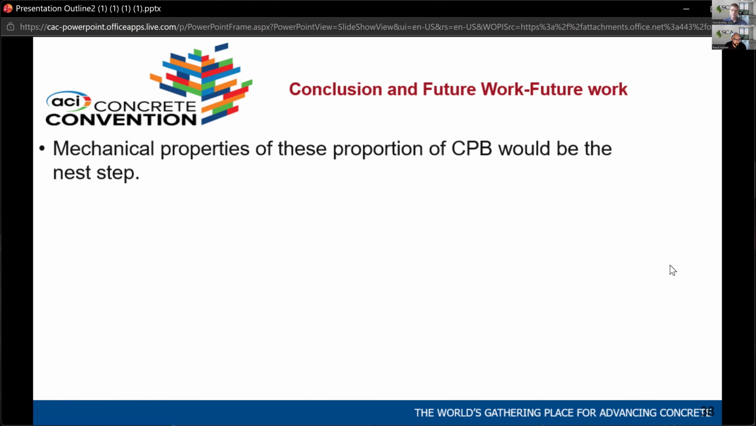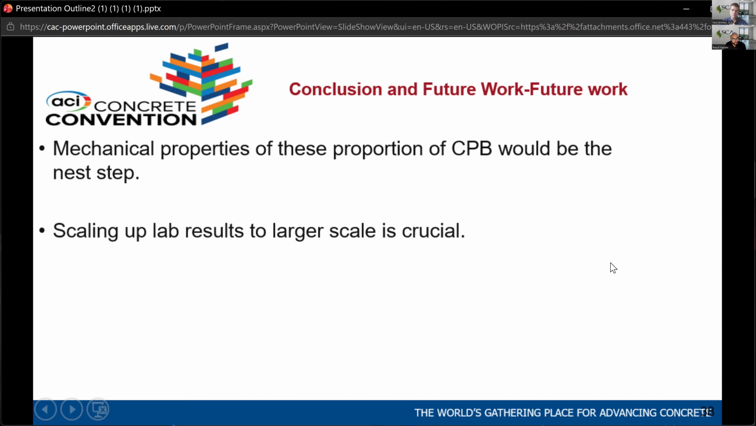In conclusion, mechanical properties of these proportions of CPB would be the next step. Maybe somebody or me, if I have opportunity, would work on it. Scaling up lab results to larger scales. If someone is interested, if you see interest in the industry, we can do that.